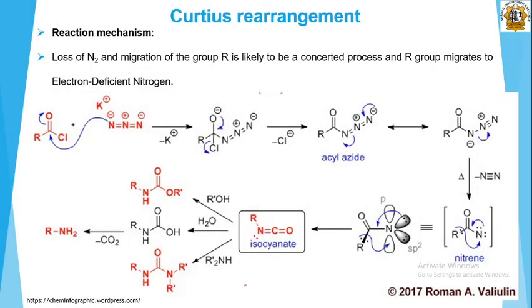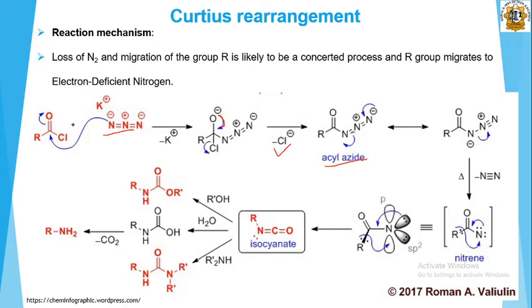So let's check the mechanism another time, starting with acyl azide formation. Acyl azide is formed by sodium azide or potassium azide. In this case, potassium azide is shown. So this potassium plus goes out, and you'll get this intermediate, which then converts to acyl azide by the loss of chloride ion. So you will get KCl as a byproduct and acyl azide as product.